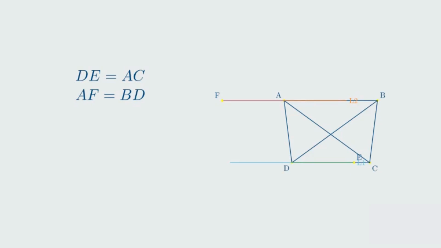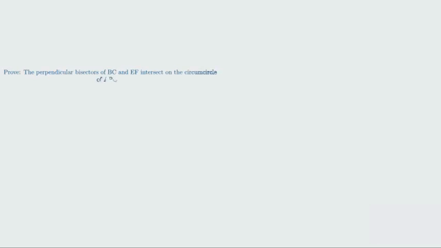Let's summarize. We've taken a cyclic quadrilateral ABCD and constructed two new points, E and F, based on parallel lines and equal segment lengths. The goal is to prove something about the perpendicular bisectors of the segments BC and EF. Let's first understand what we need to prove. The statement is about perpendicular bisectors intersecting on the circumcircle.